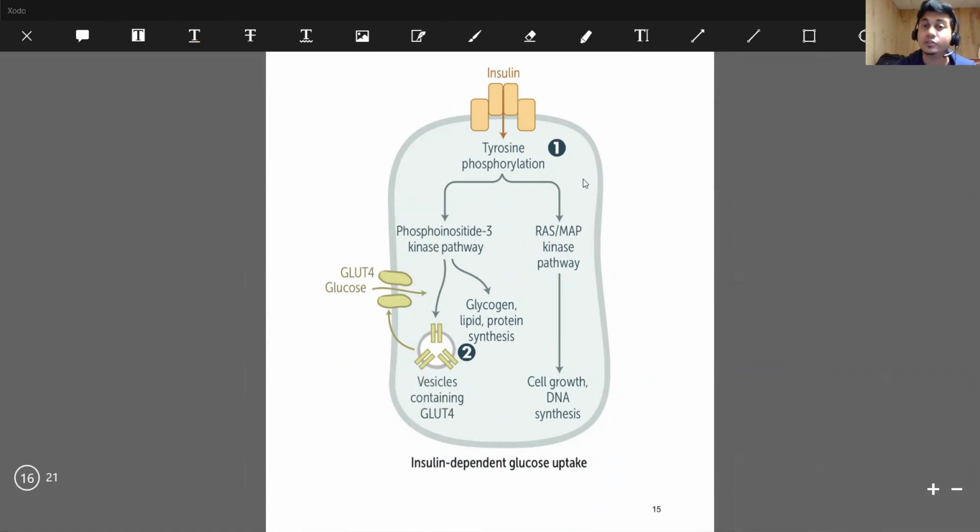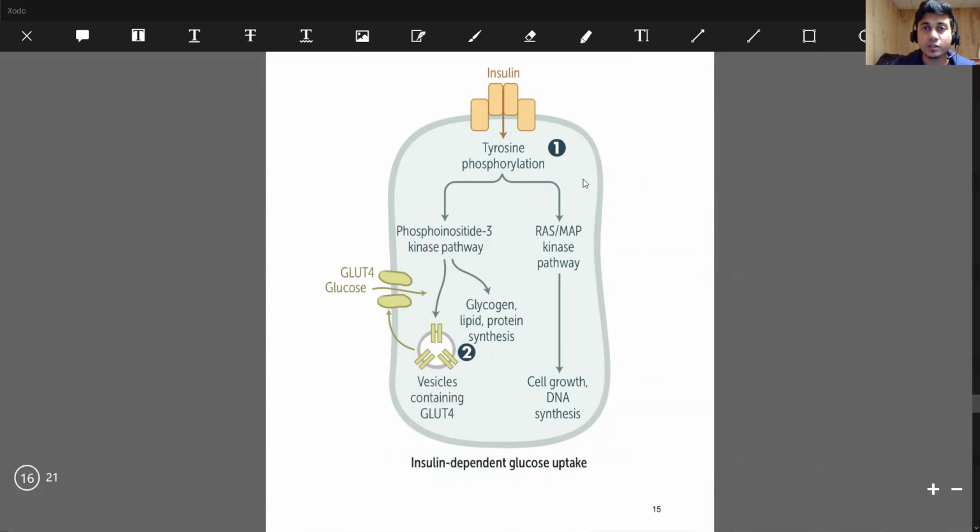Now, insulin has a receptor. That means insulin is a hormone. When it goes to its target cell, it will bind to some receptor, and that receptor will undergo a conformational change, and eventually there is some change in the molecular mechanism inside the cell that leads to the action of the insulin.